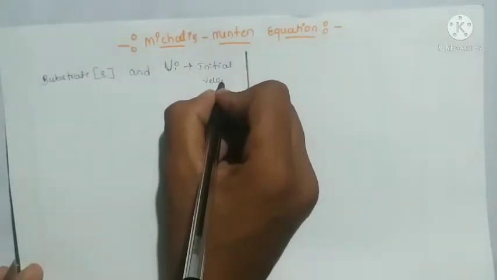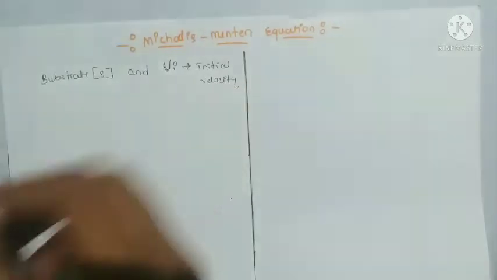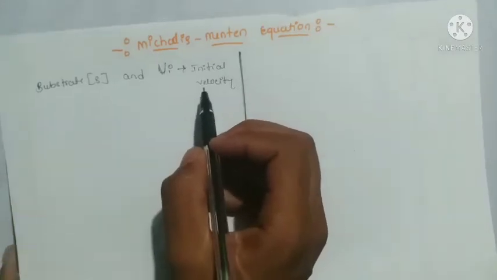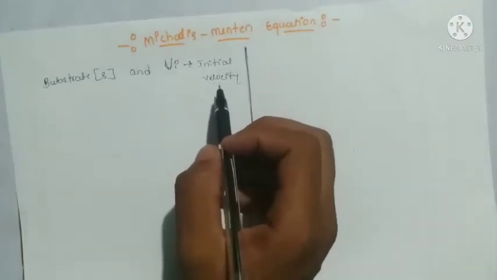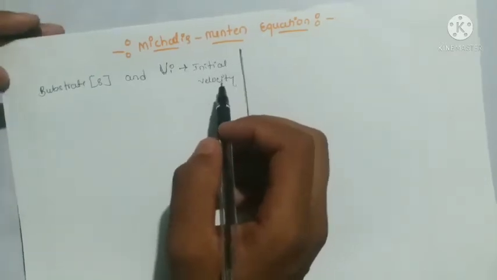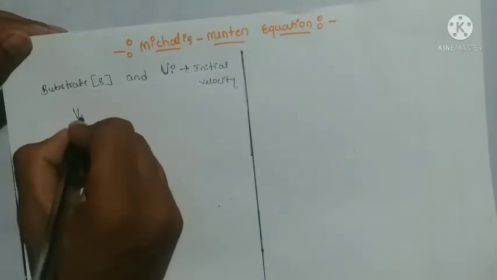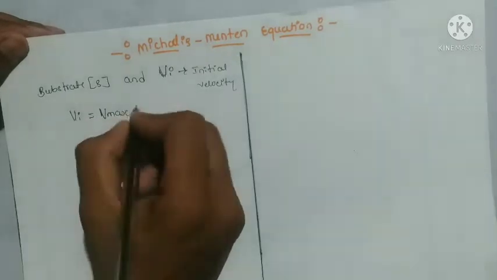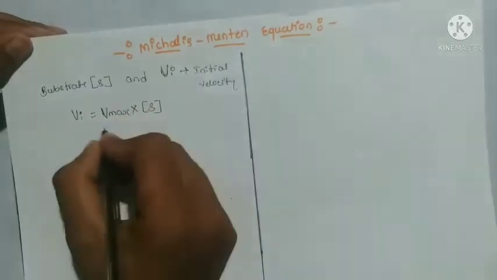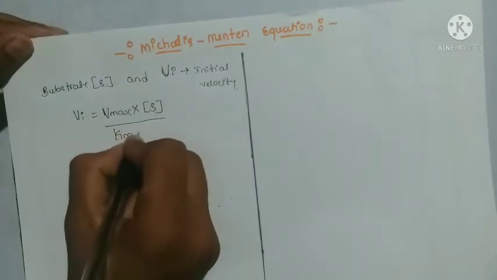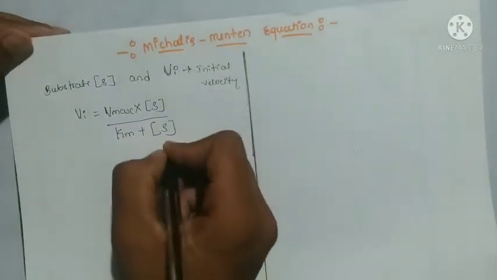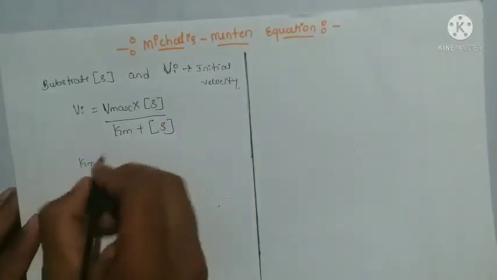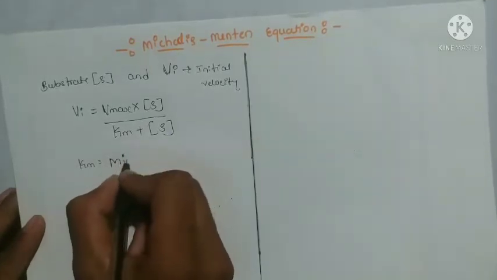These are the relations between the initial velocity of the reaction and the substrate concentration, as shown graphically. And here is the Michaelis-Menten equation: v, the initial velocity, equals V maximum times the substrate concentration, divided by Km plus the substrate concentration. Here Km is the Michaelis-Menten constant.